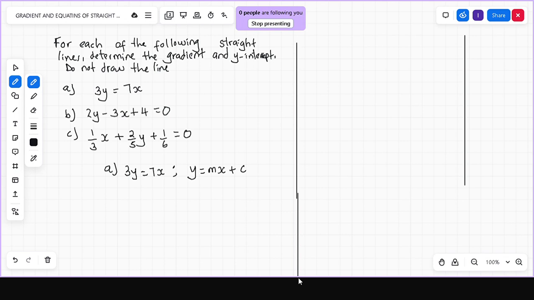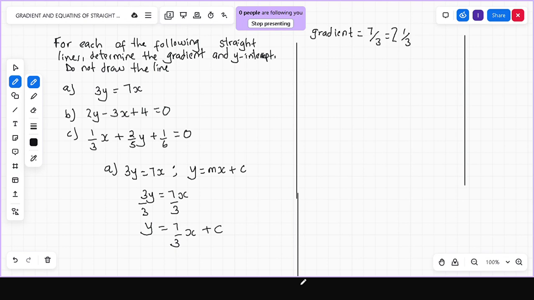So we have 3y equals 7x. But now we need to make the coefficient of y to be 1 by simply dividing by 3. So y equals 7 over 3 x. In this case we don't have a c, the constant term is 0. Now the coefficient of x is the gradient. So the gradient of this line is equal to 7 over 3. That is the gradient of the line. This is the same as 2 and a third.